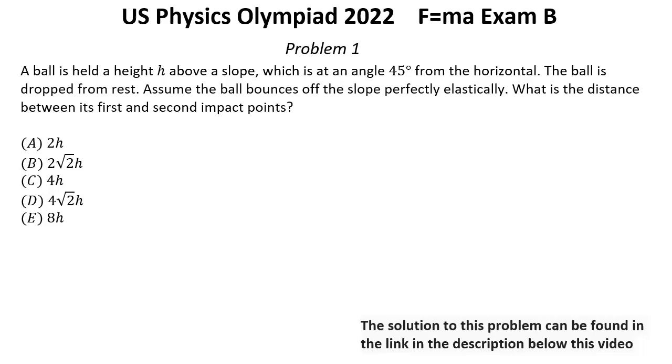Problem number 1. A ball is held a height h above a slope, which is at an angle of 45 degrees from the horizontal. The ball is dropped from rest. Assume the ball bounces off the slope perfectly elastically. What is the distance between its first and second impact points?